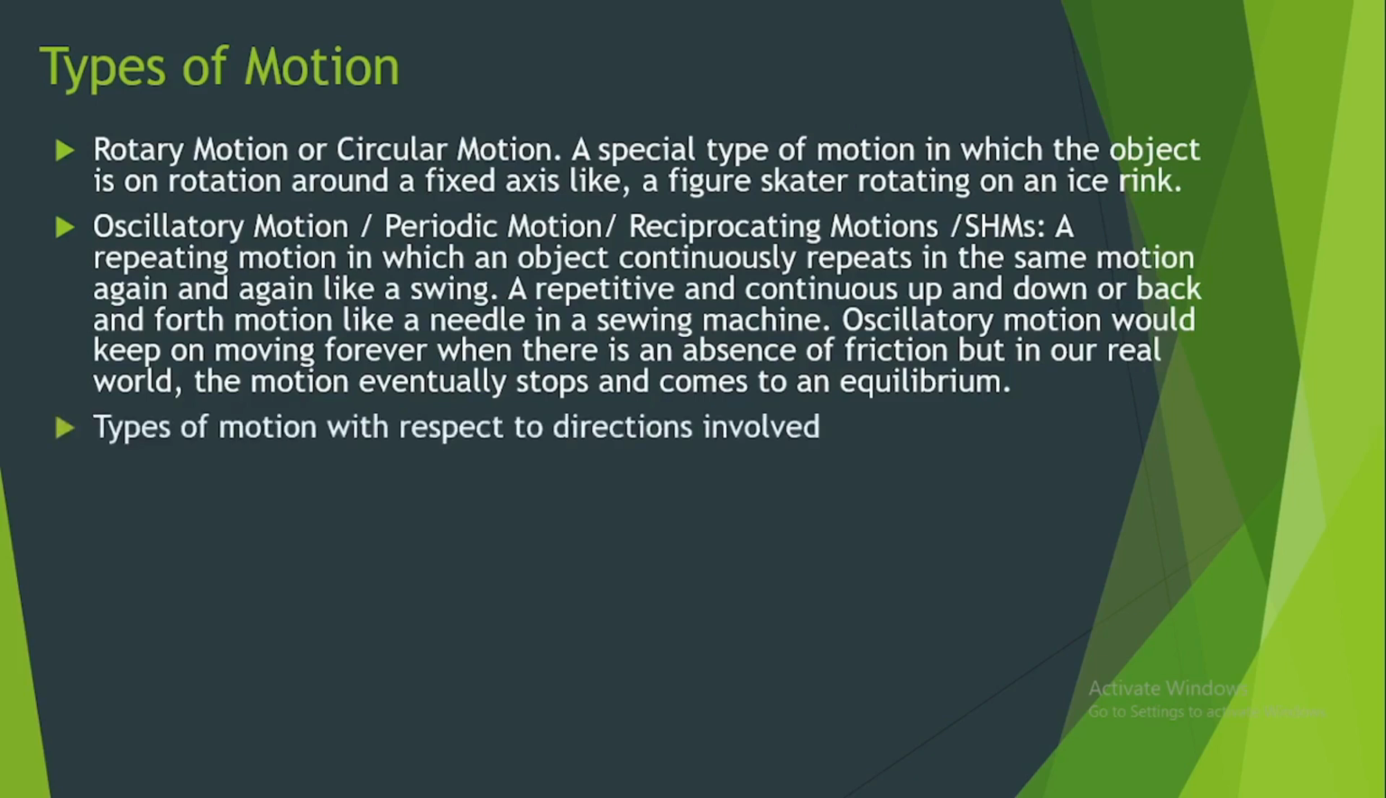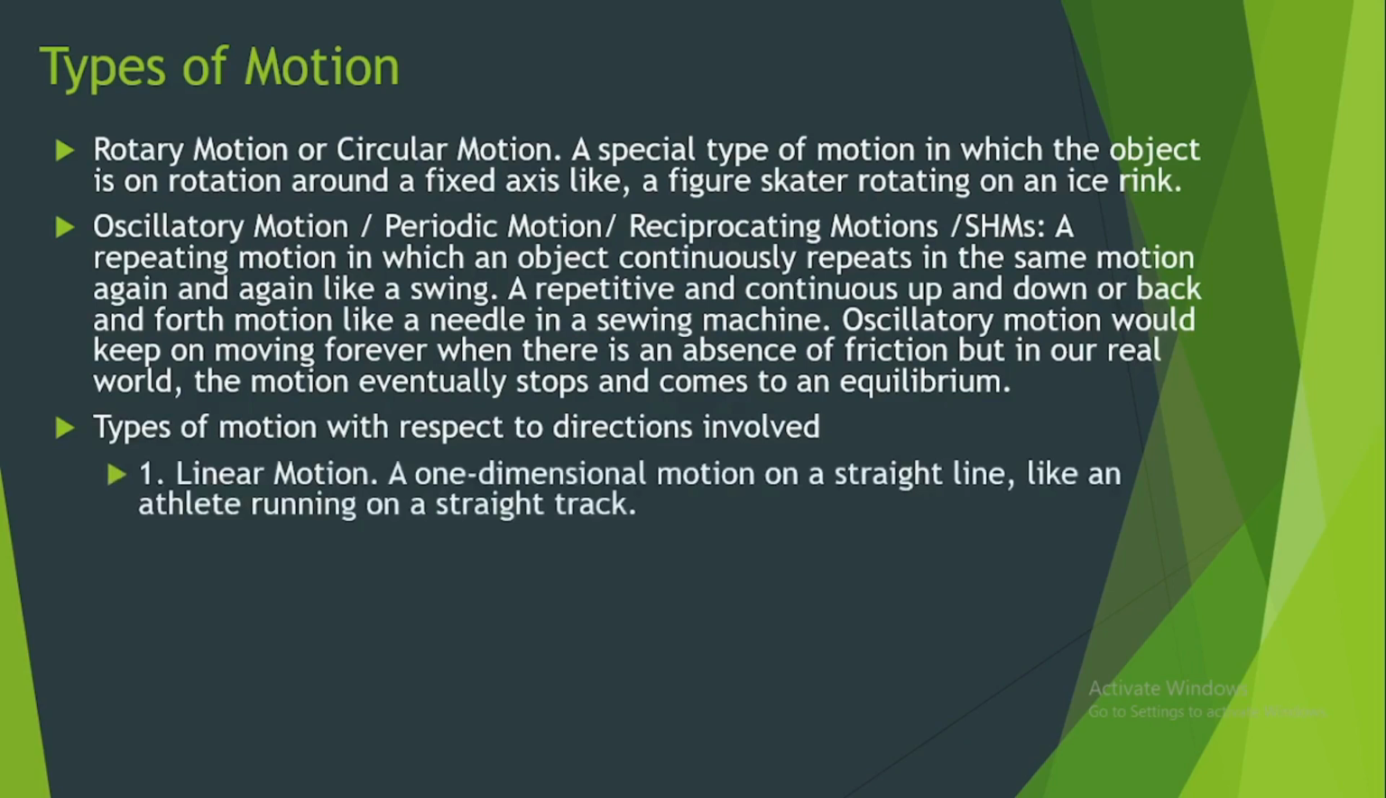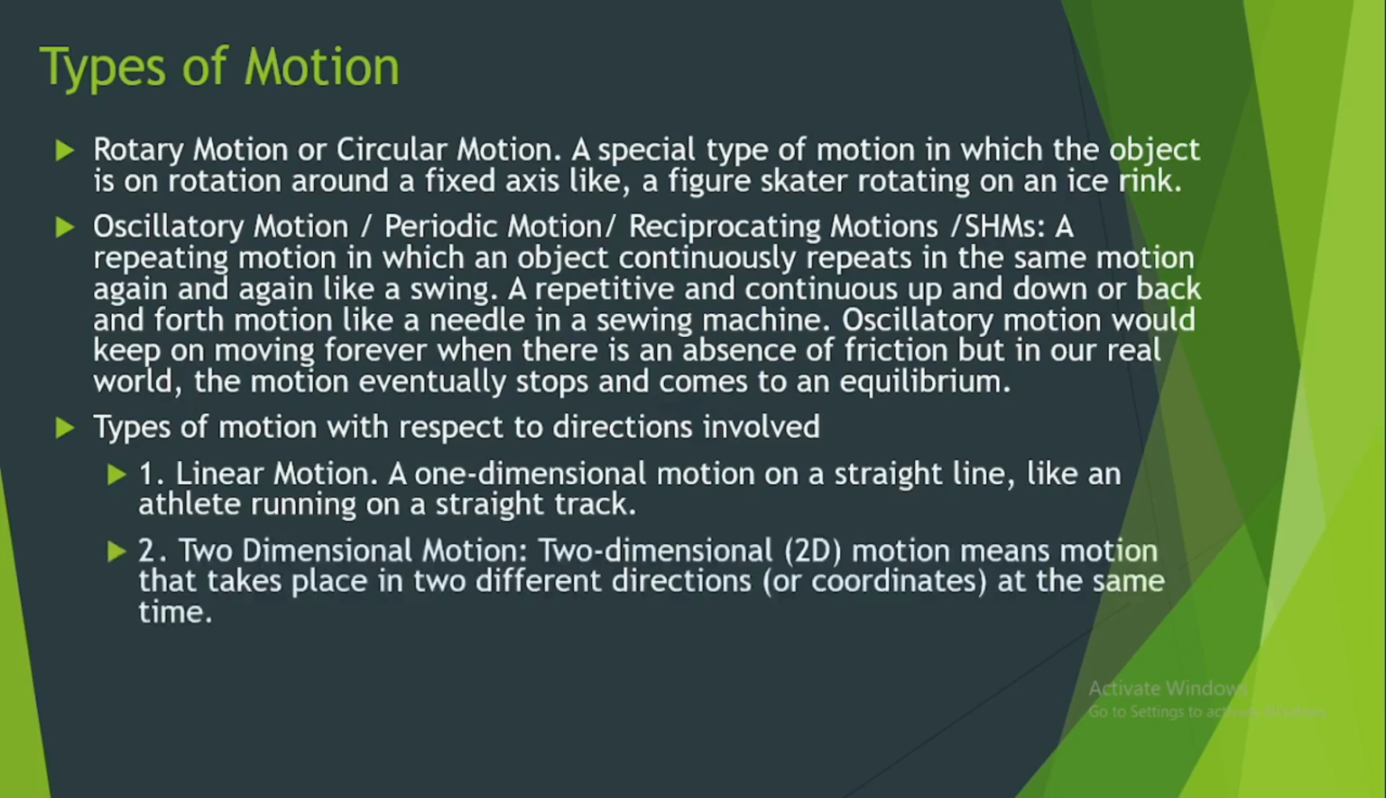Motion can also be classified according to the number of directions involved. We have the linear motion, a one-dimensional motion on a straight line, like an athlete running on a straight track. Followed by the two-dimensional motion. Two-dimensional, 2D, motion means motion that takes place in two different directions, or coordinates, at the same time. One example of 2D motion is the projectile motion.